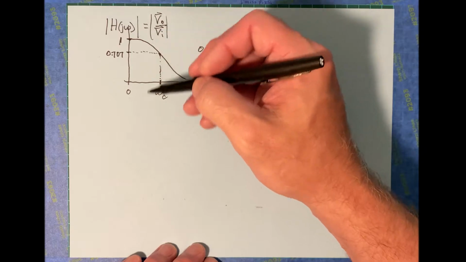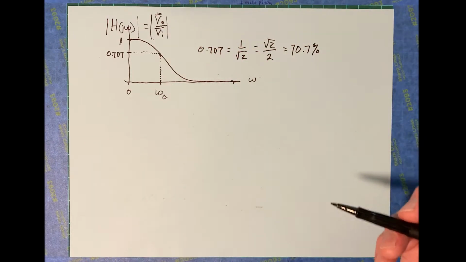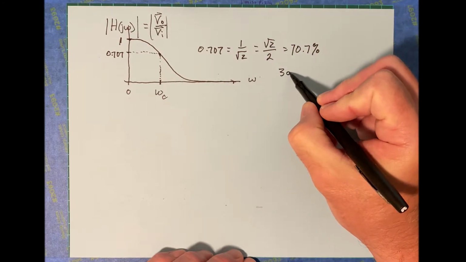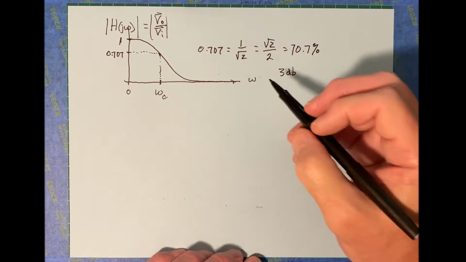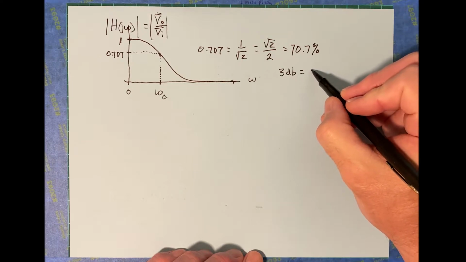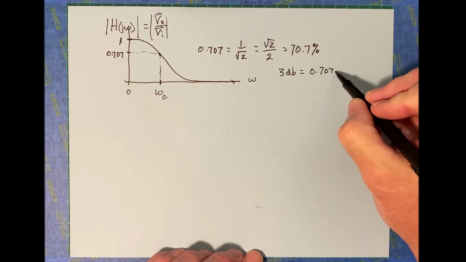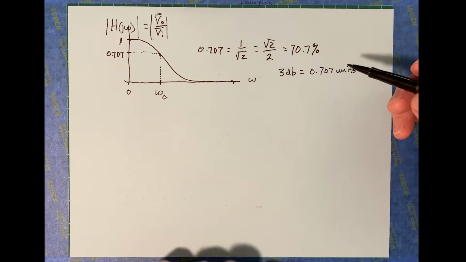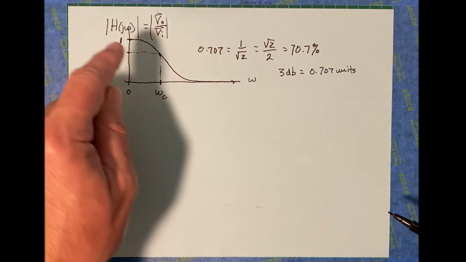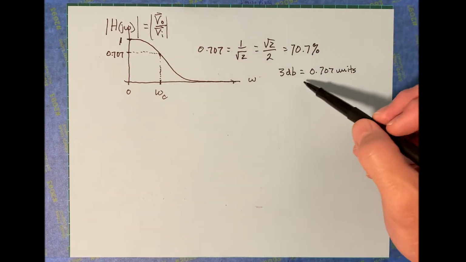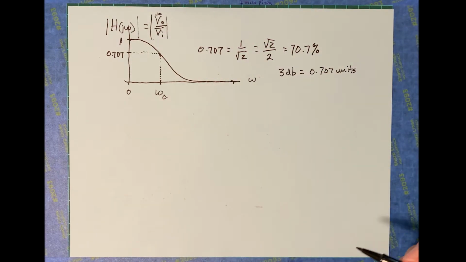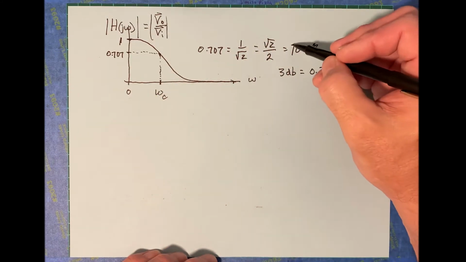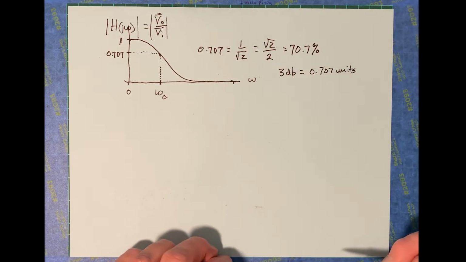Now, it turns out as you go into this and you learn about Bode plots and so forth, that turns out to be about 3 dB below the max. It turns out that 3 dB is about 0.707 units of whatever you're measuring here. So you hear engineers talk about the 3 dB roll-off point there. Okay, so the cutoff frequency is right there. Now, I'm just giving you that. I'm not really proving that to you or anything.